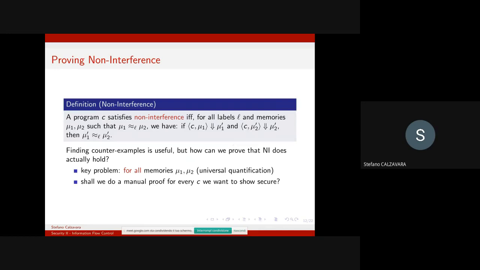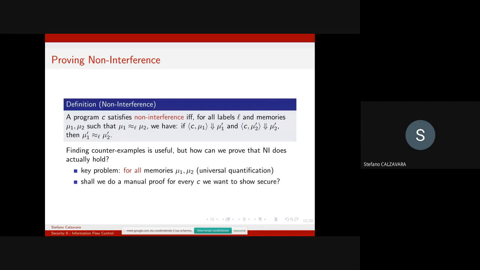Now the interesting bit. We have seen an example of a program which violates non-interference. And showing that a program violates non-interference is useful because it means that the program is not secure. However, proving that non-interference is violated is simple. I just prove that there is a counterexample. However, proving that non-interference holds is much, much, much more complicated.